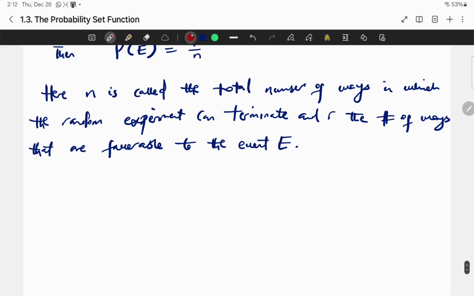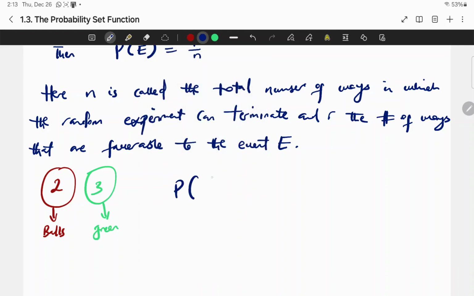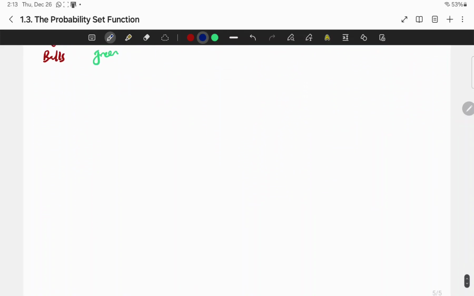A simple example is that you have 2 red balls, then you have 3 green balls. The probability of picking 1 red ball is equal to the number of red balls we have, which is 2, over the total number of balls we have, which is 5. But that is for undergrad.